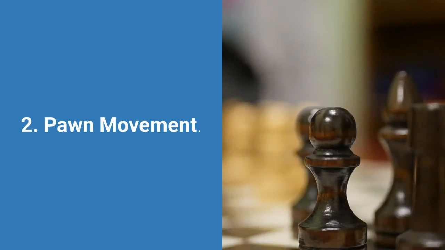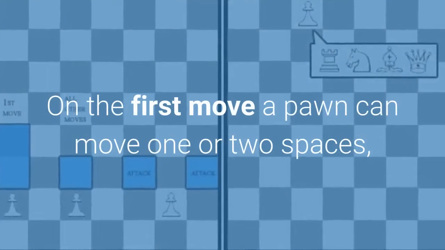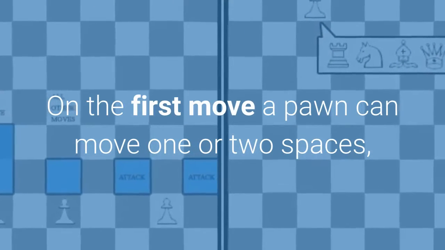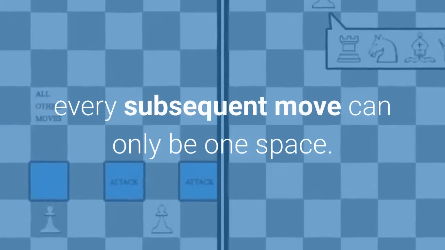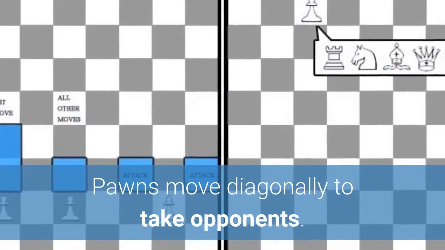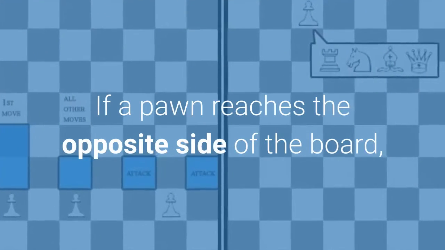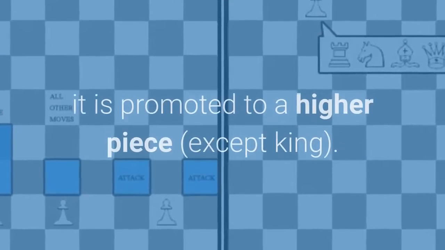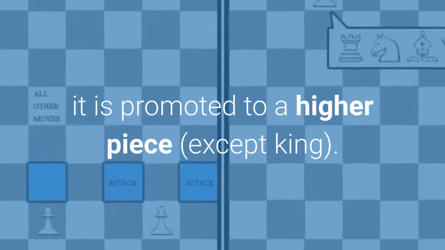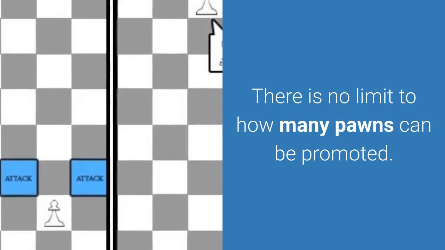2. Pawn movement. Pawns only move forward. On the first move a pawn can move 1 or 2 spaces, every subsequent move can only be 1 space. Pawns move diagonally to take opponents. Pawn promotion. If a pawn reaches the opposite side of the board, it is promoted to a higher piece except king. There is no limit to how many pawns can be promoted.